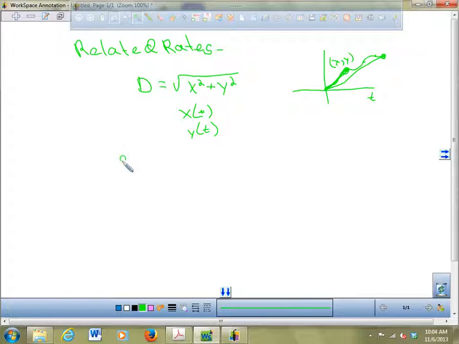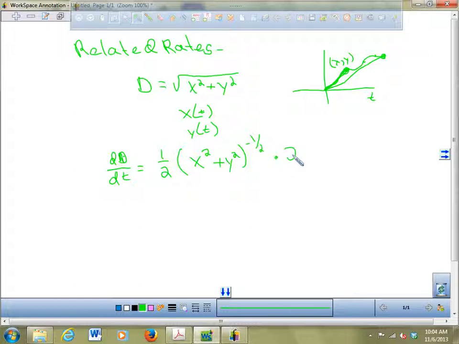But if I want to find how the distance is changing, if they say find dD/dt, that's equal to the derivative of this with respect to time. The way I take the derivative of that with respect to time, this is like this thing raised to the 1/2 power. So you're doing the derivative normally: x squared plus y squared to the negative 1/2, times the derivative of the inside function.